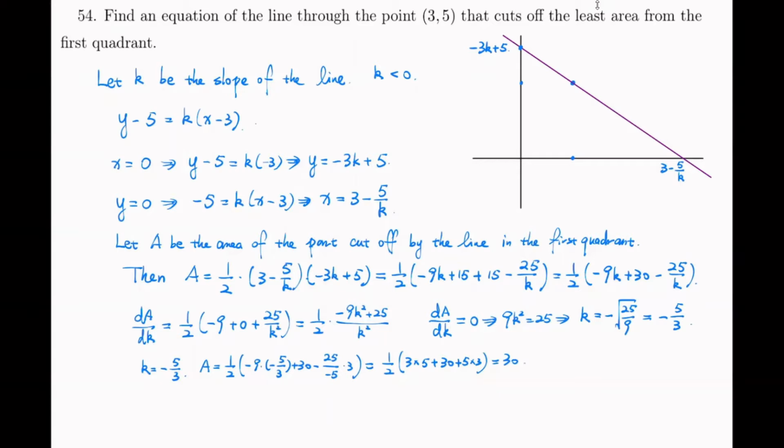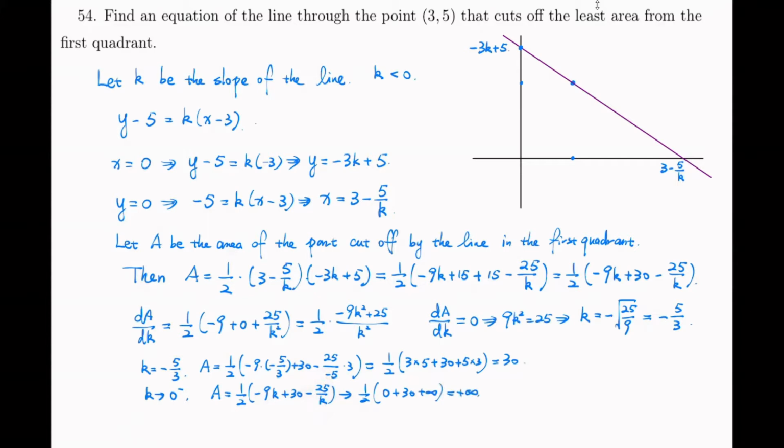And on the other hand, as k approaches 0 from the left, what do we have? A is going to be equal to 1/2 times minus 9k, and this will approach 0, plus 30, and then minus 25/k. So this will approach 1/2 times 0 plus 30, but look at what we have here. k is going to be negative and very small, so negative k is going to be positive and very small, and 25 divided by a positive very small number will be infinity. So the answer will be positive infinity.